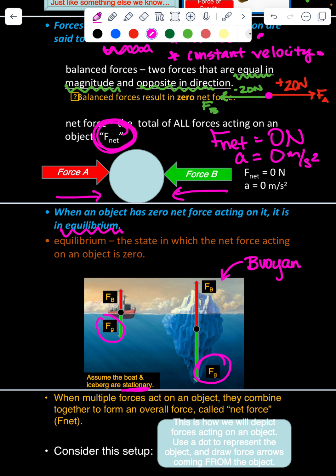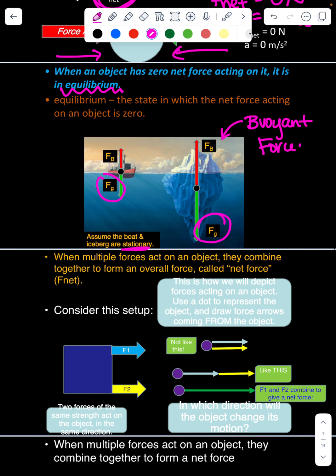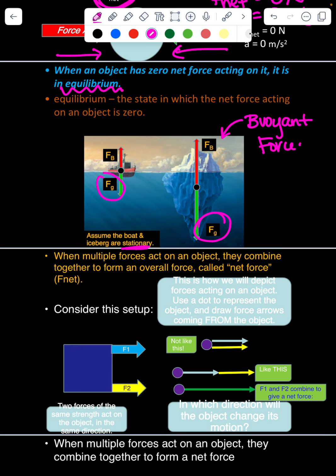All right, it is a buoyant force. So that buoyant force is pushing that iceberg and pushing that boat back up. All right, so that's what that F sub B stands for. Now this right here is again introducing you, it's kind of bringing back vectors, but it's also starting to introduce you to these free body diagrams.